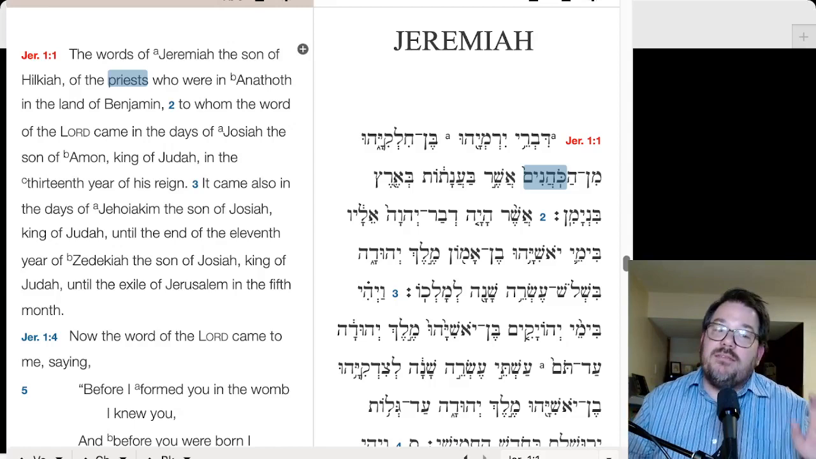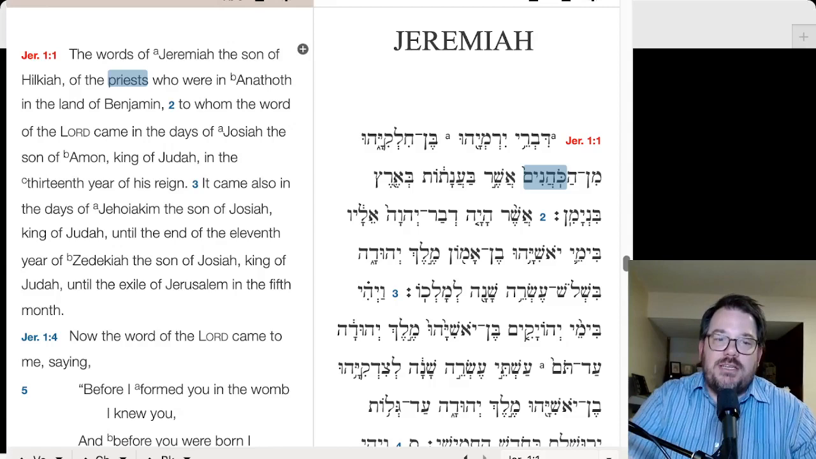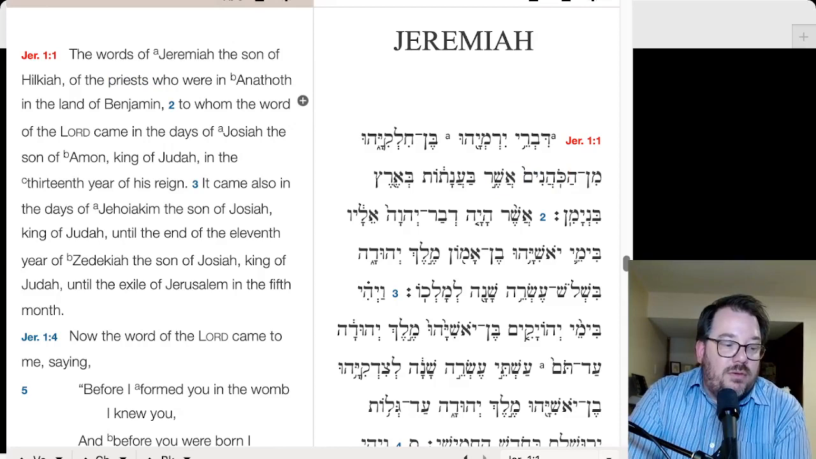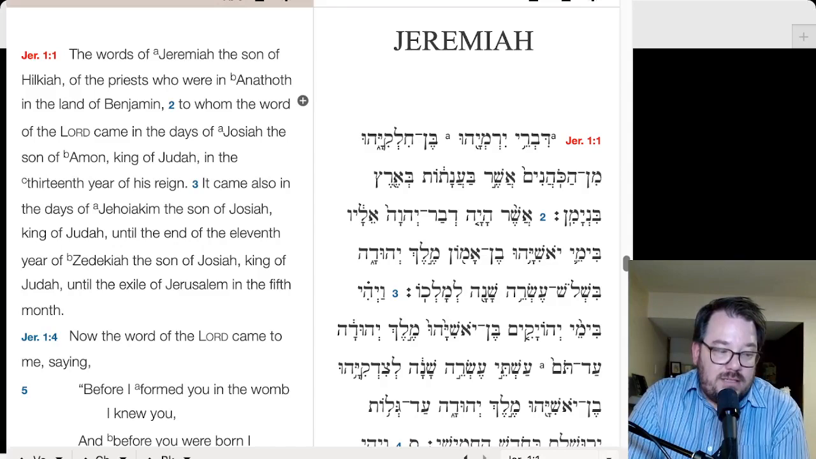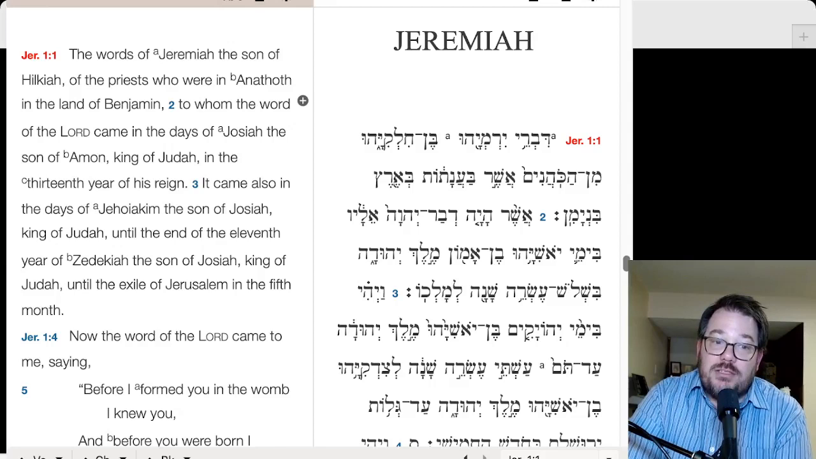So here we have basic information, Jeremiah, some personal identification, and we keep going down into the second verse, to whom the word of the Lord came in the days of Josiah, the son of Amon, king of Judah, in the 13th year of his reign. Okay, so here's this emphasis. This is going to come up a lot in Jeremiah. The word of the Lord came.